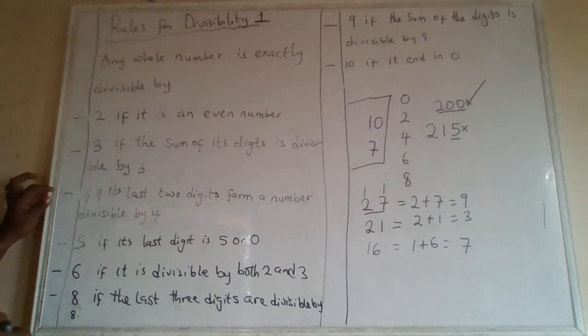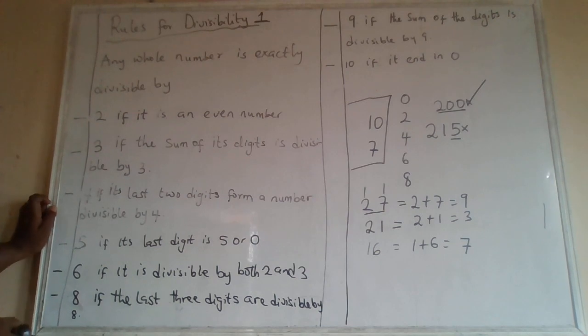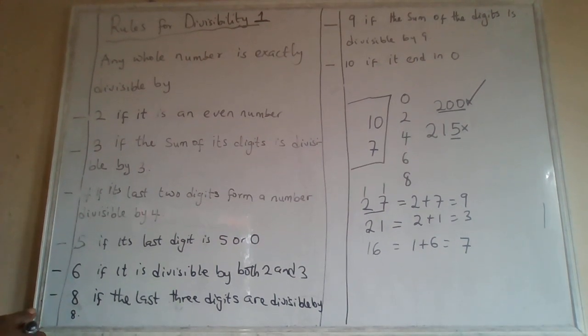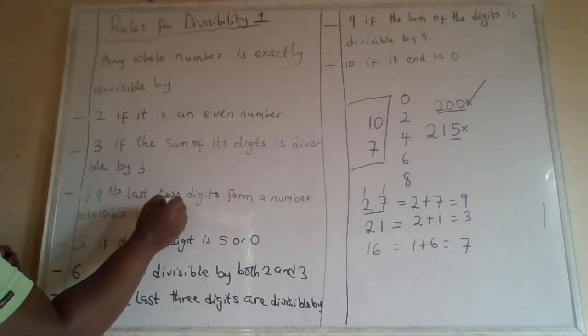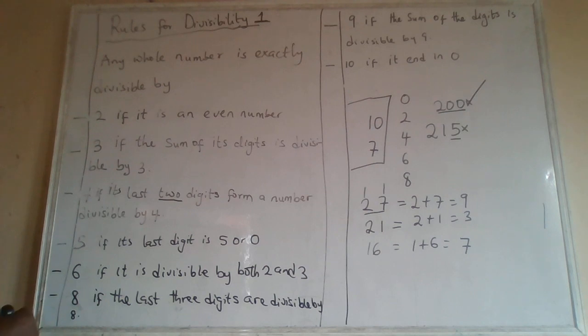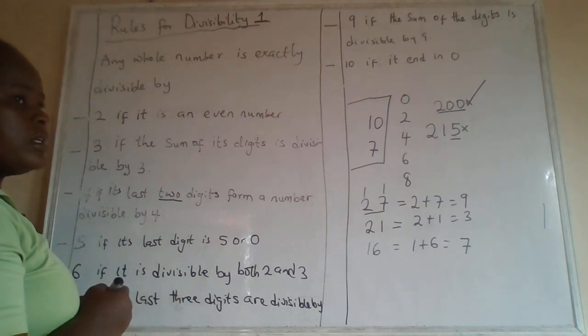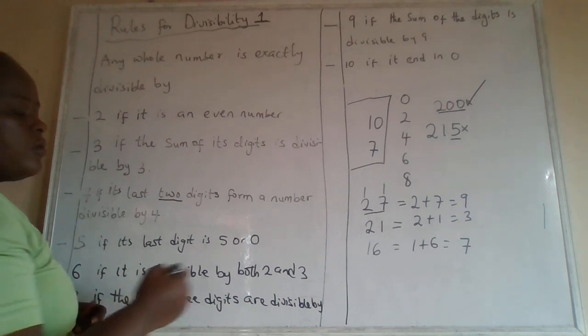Now let's move on. 4. A number is said to be divisible by 4 if its last two digits form a number divisible by 4.